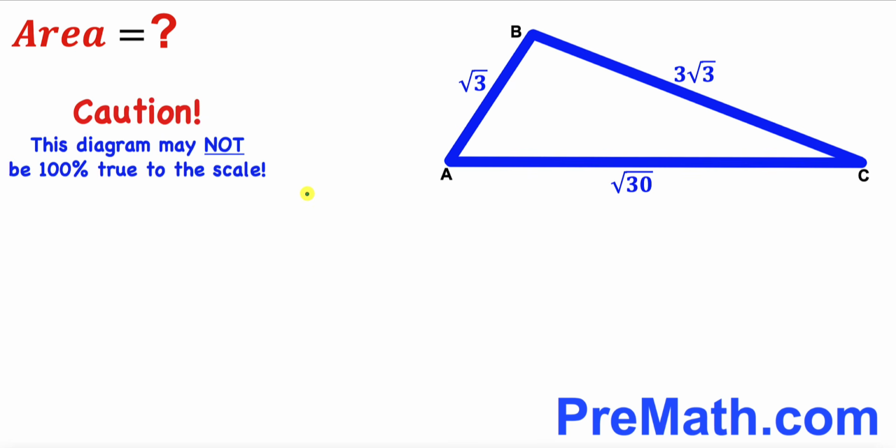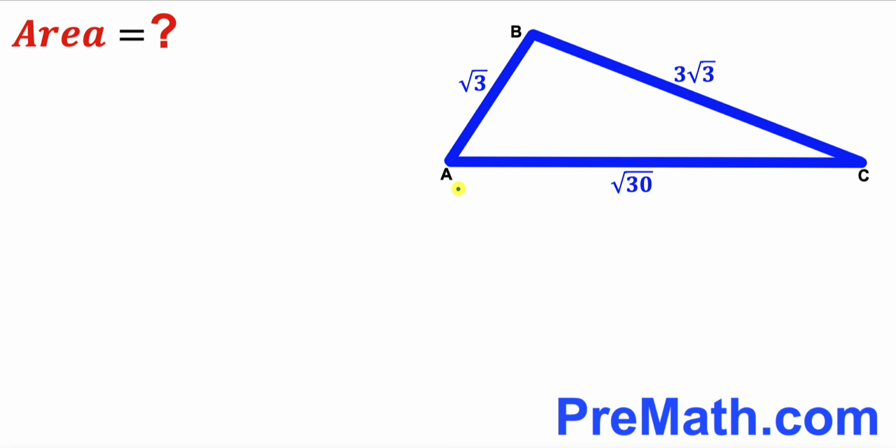Please keep in mind that this figure may not be 100% true to the scale. Let's go ahead and get started. Once again, let's focus on this blue triangle ABC, and we can see all three side lengths are known. This side length is square root of 3, this side length is square root of 30, and finally this is 3 times square root of 3.